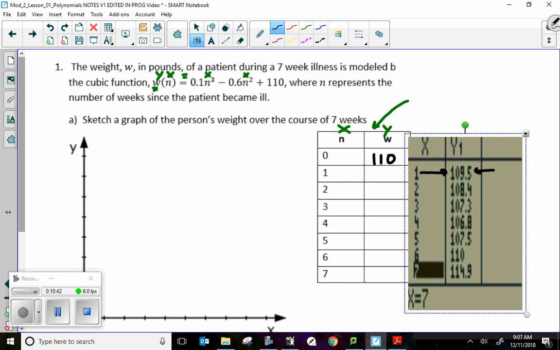1 is 109.5. Okay, 2 is 108.4. 3 is 107.3. Then we go 4, which is 106.8. 5 is 107.5. Oh, good. They actually recorded gaining weight here. Oh, good. Thank God. I was a little worried there at first. When someone starts gaining weight again, it means they're getting healthier most of the time.